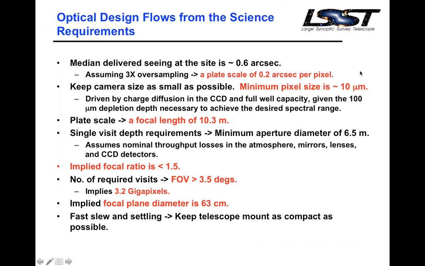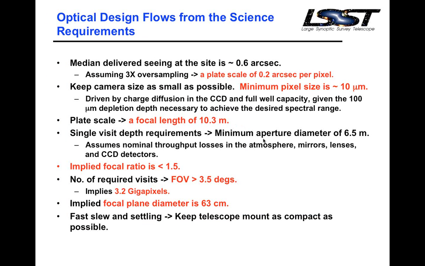And so if you make the pixels much smaller than about 10 microns, then you're not accomplishing much because the charge distribution will spread over the pixels. And you'll also limit the full well capacity. So the minimum pixel size is about 10 microns. If we make that correspond to 0.2 arc seconds, that gives us the plate scale, which in turn determines the focal length, which is 10.3 meters.